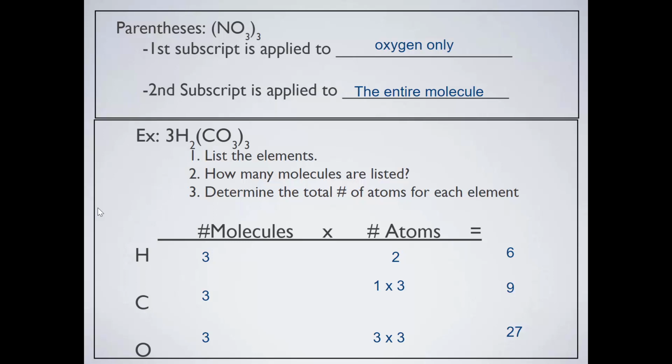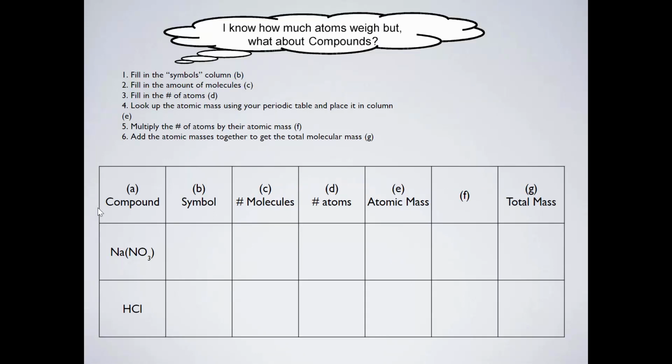Of each element, yeah. Where's the mass come in? Layla? Okay, so you take each element, the number of atoms, you take 6 times the atomic mass of hydrogen, which would still be 6, plus 9 times the atomic mass of carbon, plus 27 times the mass of oxygen. Add them all up together. That's the mass of this whole thing. And that's what we're going to do next.